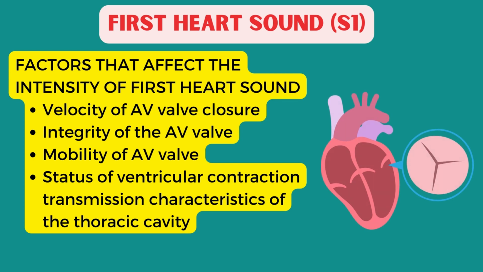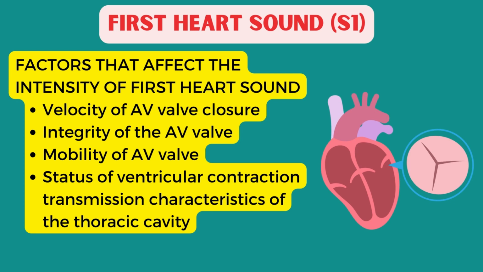For example, if the mitral valve is calcified and fixed, S1's intensity is decreased. The fourth factor is about the status of ventricular contraction. Let us say in patients with severe anemia, anxiety or pregnancy, the S1 is louder than normal because of the stronger ventricular contraction. On the other hand, in patients with acute myocardial infarction, myxedema or cardiac myopathy, S1 intensity decreases.